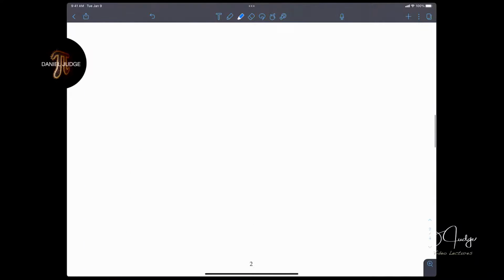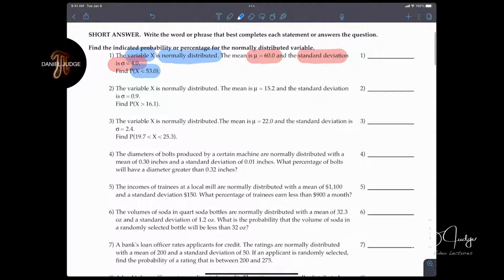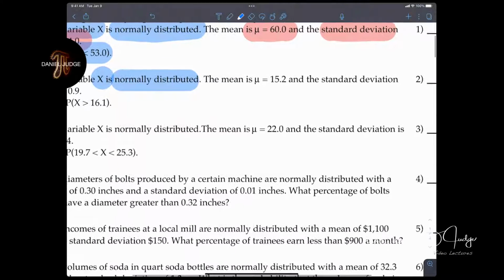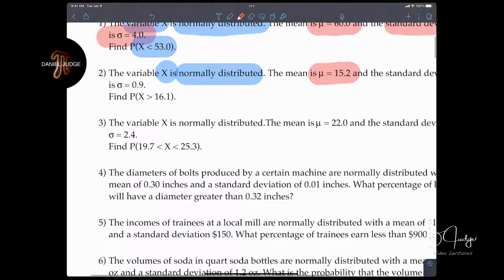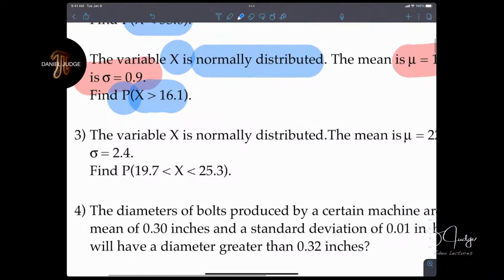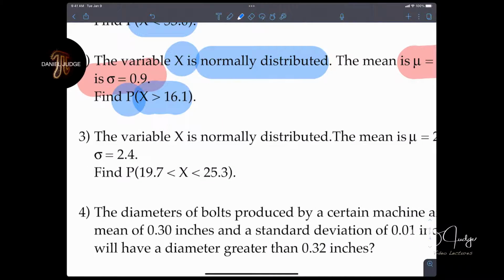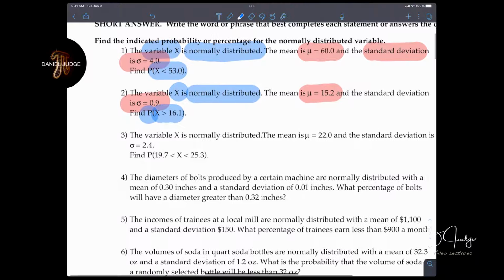Okay. Question number 2. Again, notice what they say. Your random variable x is normally distributed. Oh, bell-shaped curve here. And this time the mean here is 15.2. And the standard deviation here is 0.9. Find the probability. When I read this, it is a probability notation that the probability is greater than, that's bigger than 16.1. So let's remember these important things.